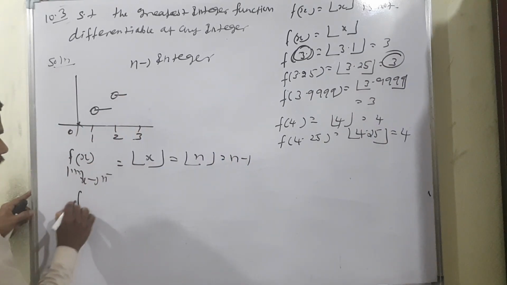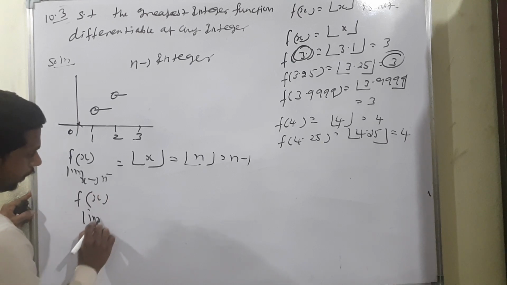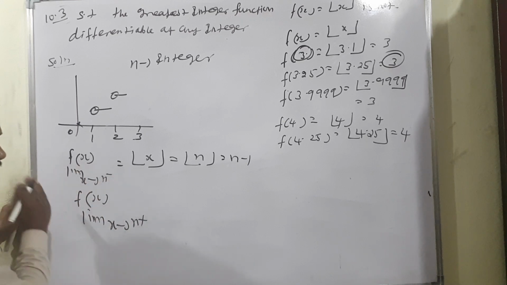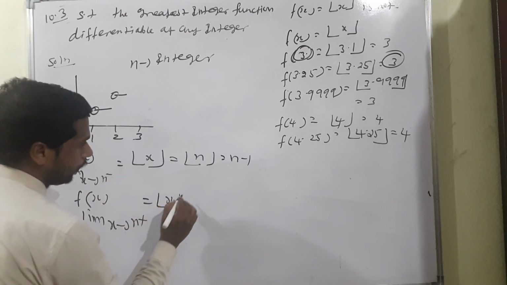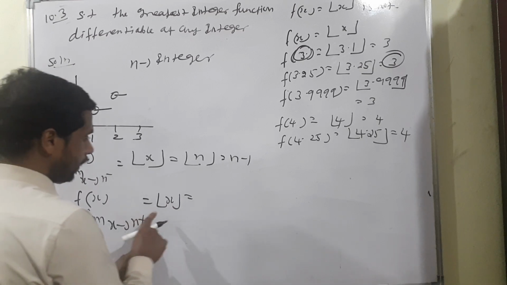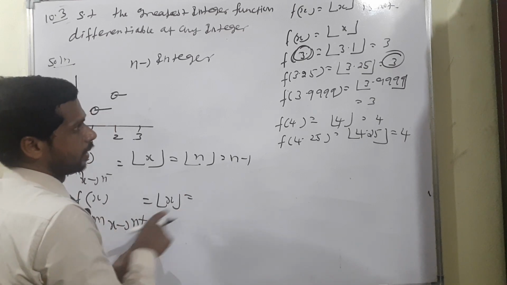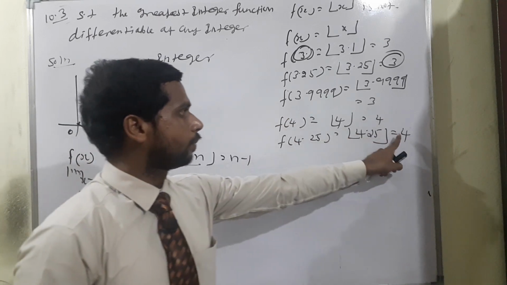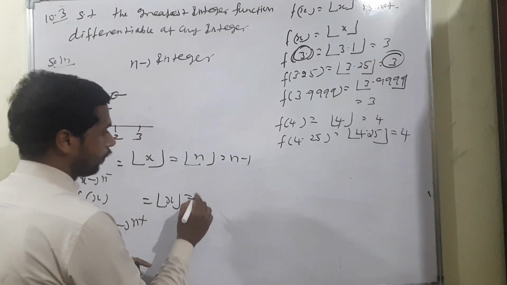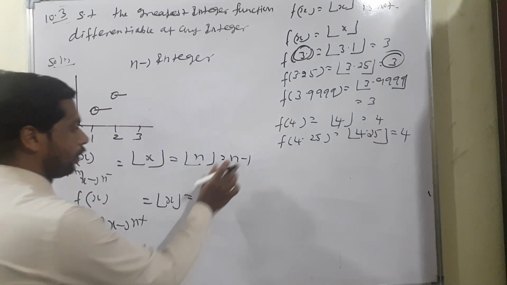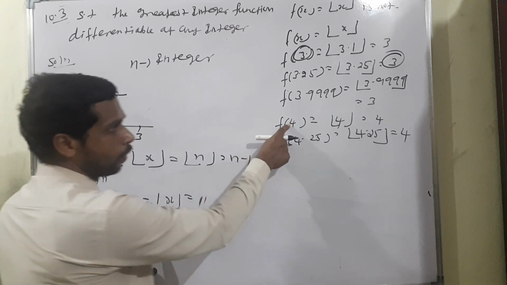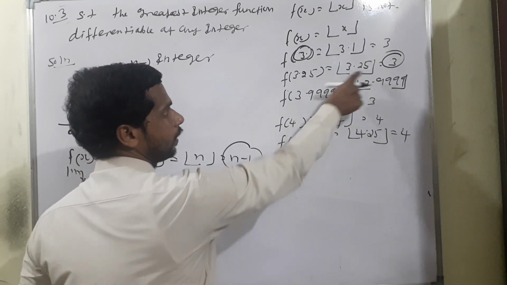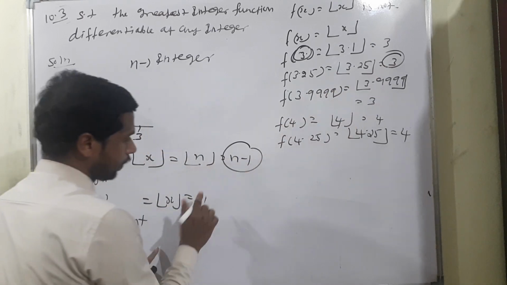The same function f of x, consider limit x tends to n plus. Plus means right hand limit, minus means left hand limit. Again apply it here: 4 plus something, the answer will be 4 only, isn't it? So 4 plus 4.25 also, what is the answer? Only 4. So in the n minus case one value will come, that is 3, and in the n plus case definitely 4 will come, so the values are different.